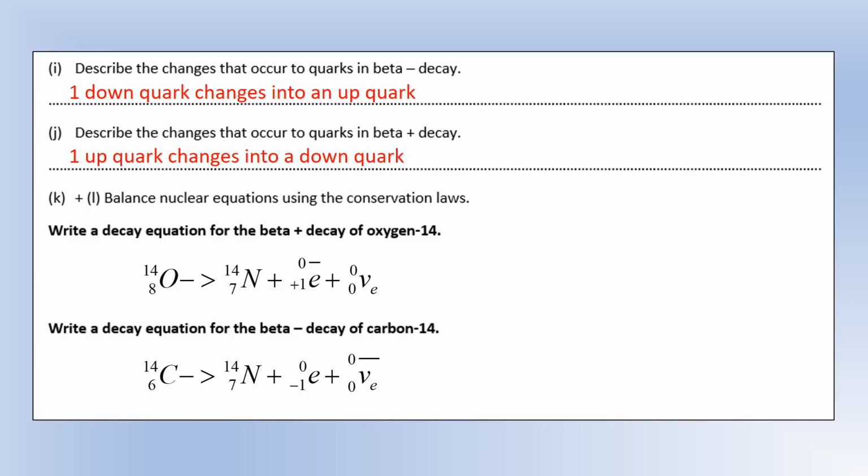If we do the beta minus decay of carbon-14, we get the proton number increases by 1 because a neutron turned into a proton. We produce an electron to conserve charge and an anti-electron neutrino to conserve lepton number.